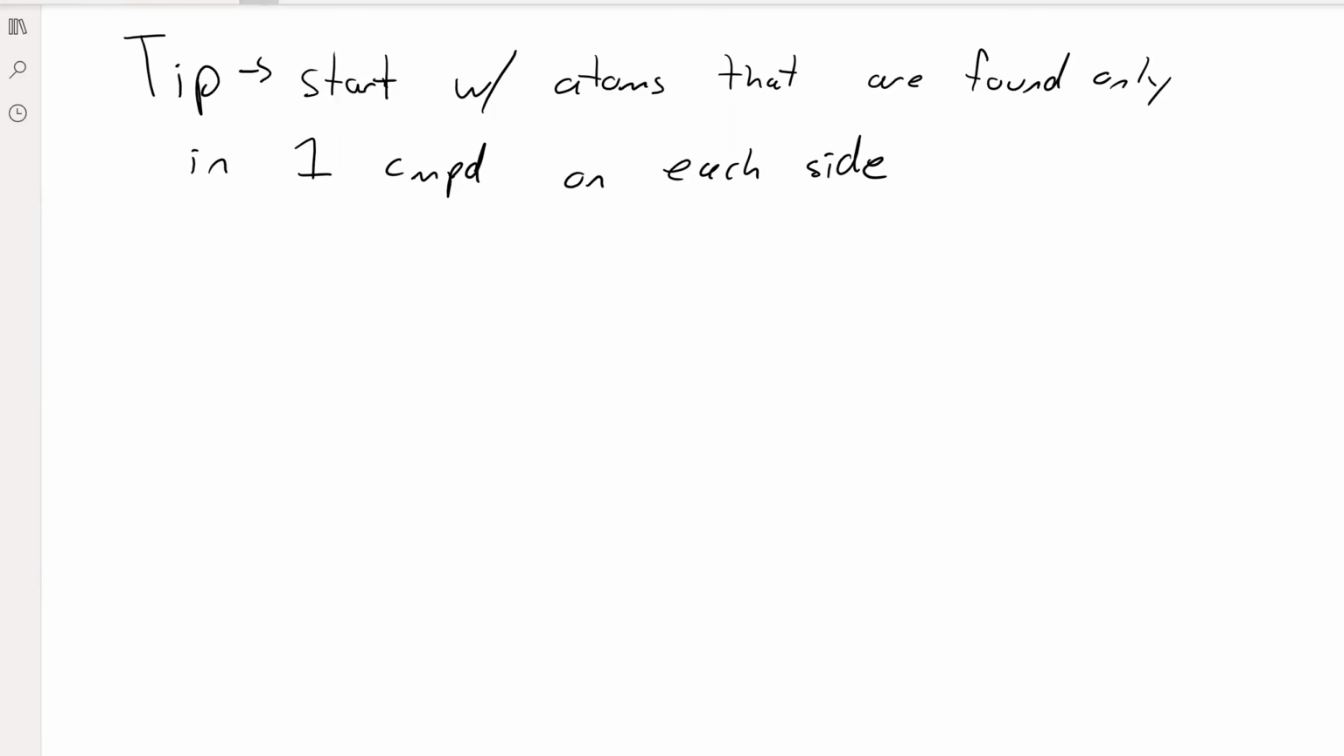All right, let's take a look at another example of a chemical reaction. And this time I've got a tip for you: start with atoms that are found only in one compound on each side. So we'll see what we mean here.